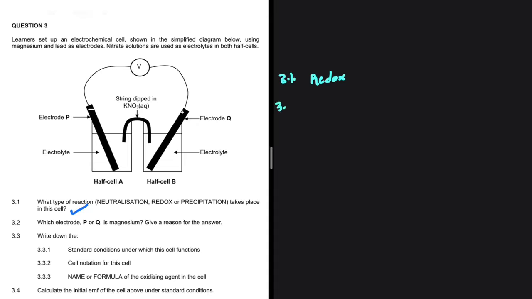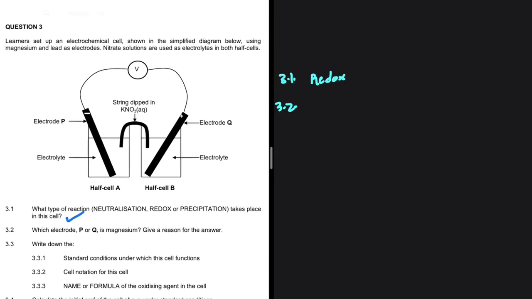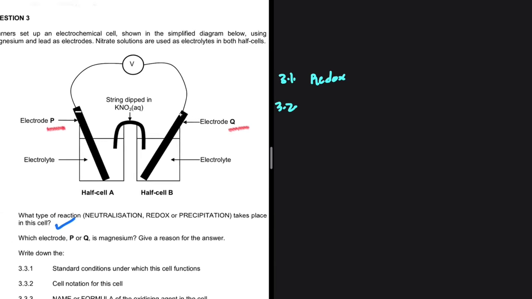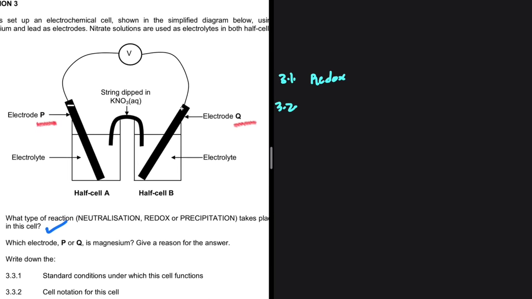Let's look at 3.2. Which electrode, P or Q, is magnesium? Give a reason for the answer. So let's go ahead and look at our electrodes. We have electrode P and electrode Q. P is negative and Q happens to be positive. In a galvanic cell, the negative electrode is where you find your anode. On the other hand, the positive electrode is where you find your cathode.